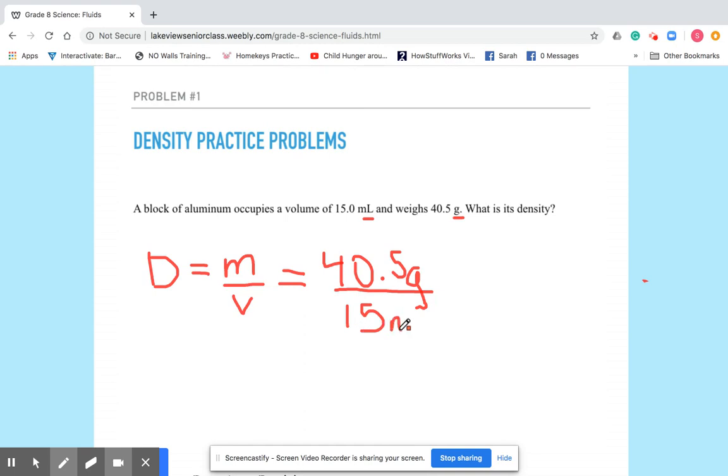15 milliliters. So we're going to take our calculators now, and we're going to divide that out. So I'm going to type into my calculator 40.5 divided by 15, and we should all have an answer of 2.7. And our units, what are our units going to be again? Remember we said it could be grams per centimeters cubed or grams over milliliters. And in this case, it's going to be grams over milliliters. Okay, so just take a moment to pause the video and make sure you write down that practice problem number 1.